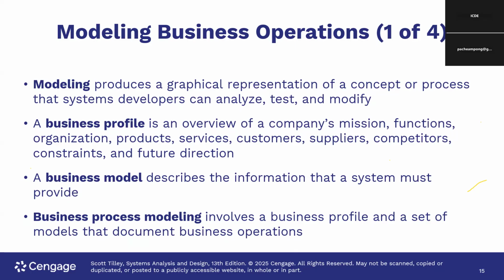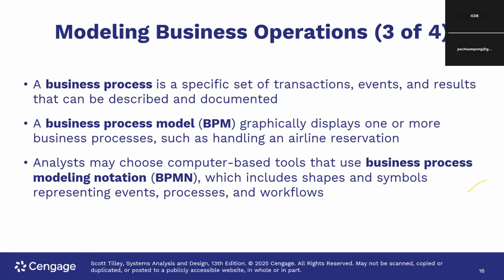Now, a business model describes the information that a system must provide. It's also a graphical representation of one or more business processes. So analysts would use visual diagrams like flowcharts and some other charts to show how the data would move through the business. That's the business model. And then business process modeling involves a business profile and a set of models that documents business operations.